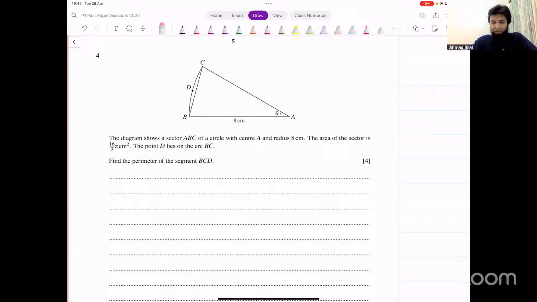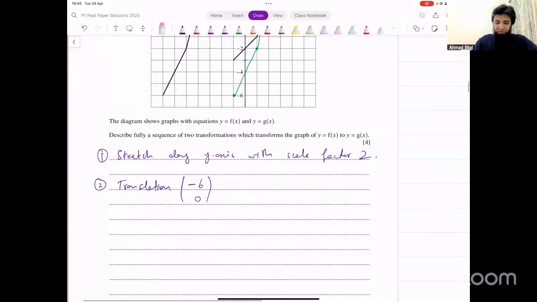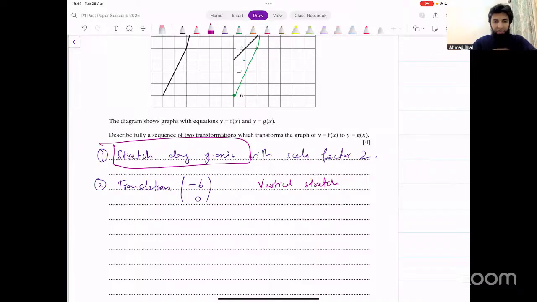You can say vertical stretch as well. Yes, you can say vertical stretch as well. So instead of saying stretch along y-axis, you can say it's a vertical stretch. Do not write multiple descriptions. There's no point of that, because if you write two descriptions, for example, stretch along y-axis and also vertical stretch, that will be acceptable if both of them are right. However, if any of them is wrong, it gets marked wrong.